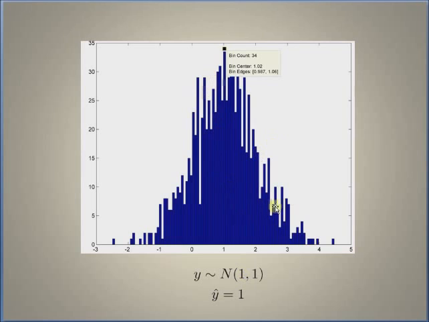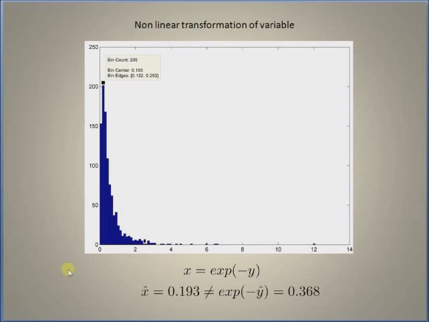Then clearly, the histogram also shows us that the mean is 1, that is, the peak value of the probability density occurs at y equal to 1. But when you perform a nonlinear transformation of this variable y into a new variable x, that is x equal to exponential of minus y, the peak value will be at a location different than exponential of minus y hat. That is, this transformation cannot be applied to the statistics of the probability densities.